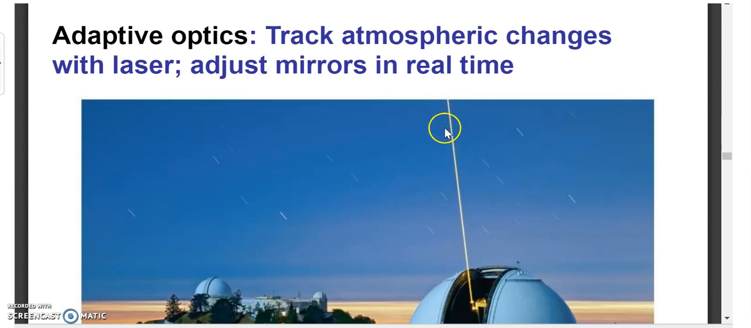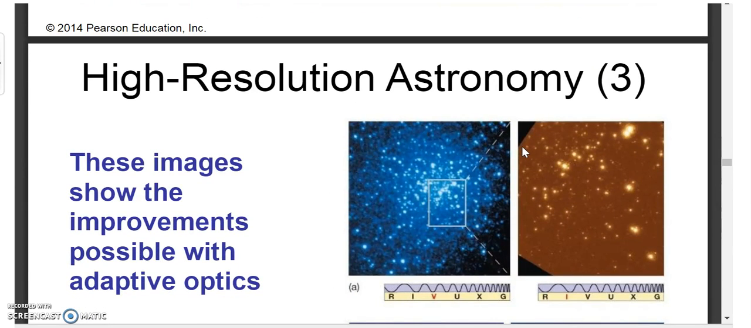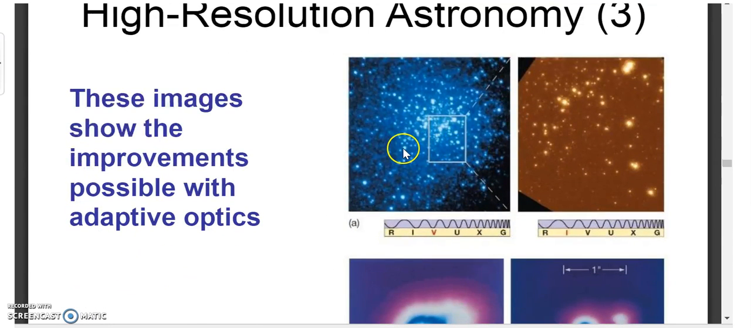I mean, you're not interested in the light that's coming back from the laser hitting the atmosphere, but we use that to adjust the optics, right? Because the optics have to be adjusted for the atmosphere, right? So that's adaptive optics. That's very, very popular. All modern telescopes are built with adaptive optics.